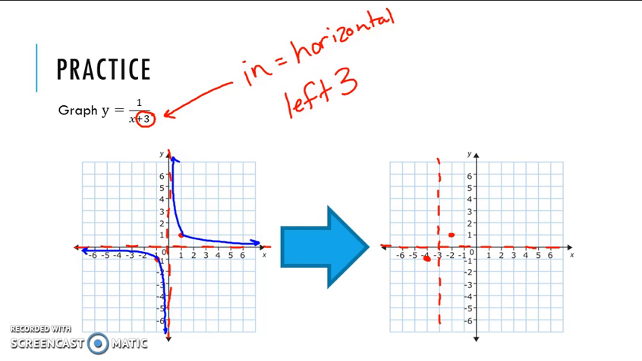So once I get my 2 points and my 2 asymptotes down, I just need to add my swoops. Again, make sure they are not crossing the asymptote. And I've got my y = 1/(x+3).